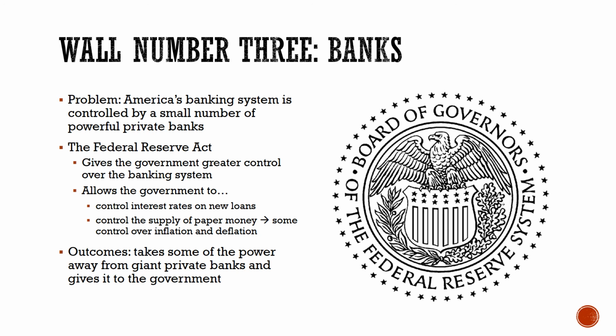And what this does is it gives the government greater control over the banking system. And this allows the United States government to control interest rates, which is how much money you have to pay on loans. And it allows the government to control the supply of paper money, which means that you now have some power over inflation or deflation. So we'll talk more about this in class, but basically inflation can help the economy sometimes and hurt the economy other times. And now the government has control over this instead of the banks. So basically this just gives the United States more power and takes power away from big business and banks.